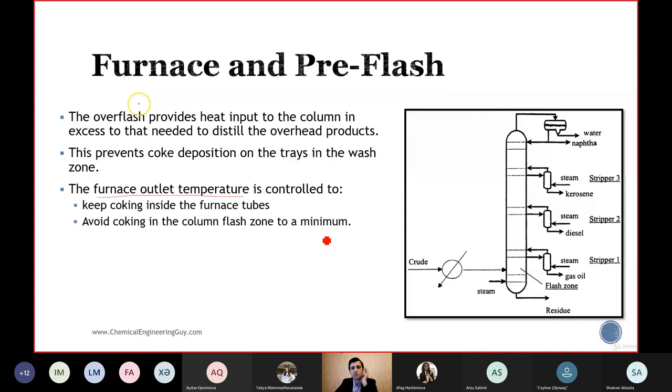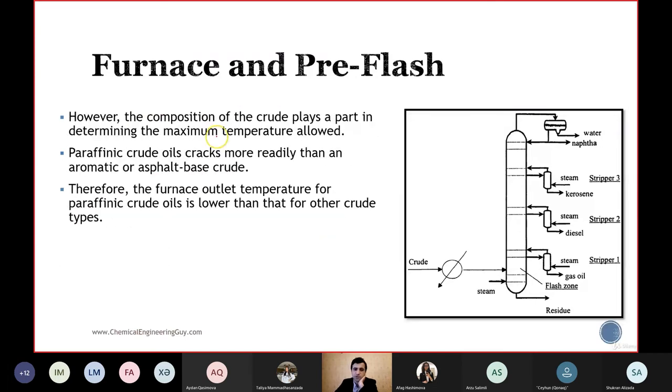The composition of the crude plays a part in determining the maximum temperature allowed. Why? Because we have light crude and heavy crude. That's why this temperature can be different for each type of crude. The composition of the crude can also be different. Some crudes are more paraffinic, some crudes are more aromatic, etc. Paraffinic crude oil cracks more readily than an aromatic or asphalt-based crude. In this case, you need a lower temperature to prevent the cracking of the paraffinic crude oil.